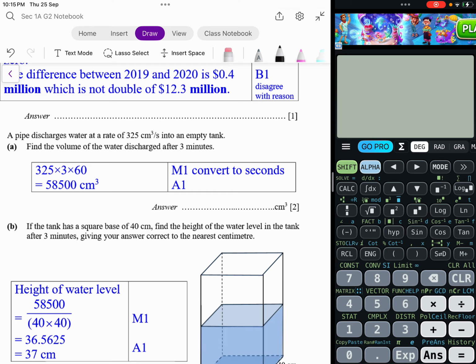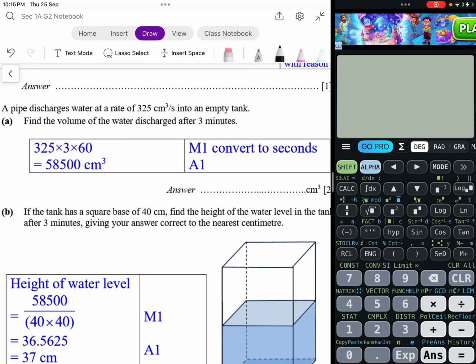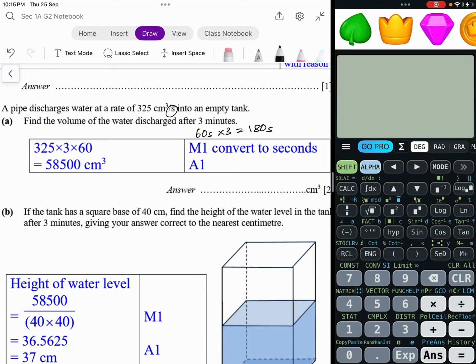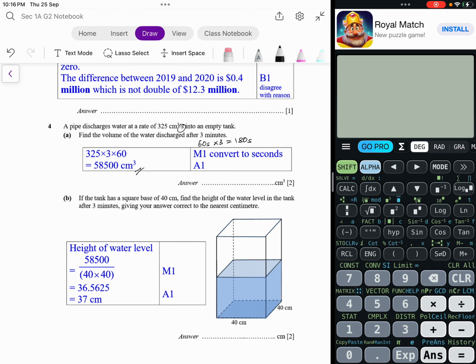Alright. Okay, a pipe discharges water at a rate of 3.25 cm cubed per second into an empty tank. Find the volume of water discharged after 3 minutes. So 3 minutes will be what? 60 seconds times 3, right? 180 seconds. So in 180 seconds, this is per second, so that means 325 times 180 seconds will be the volume of water that is discharged after 3 minutes.